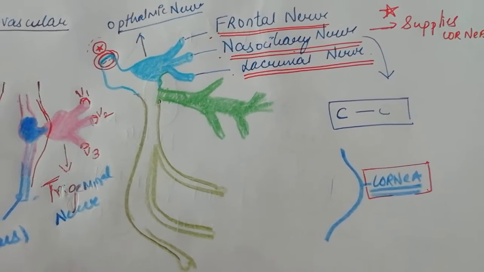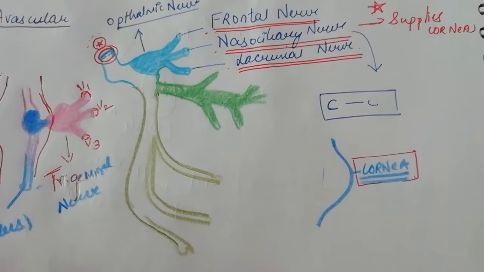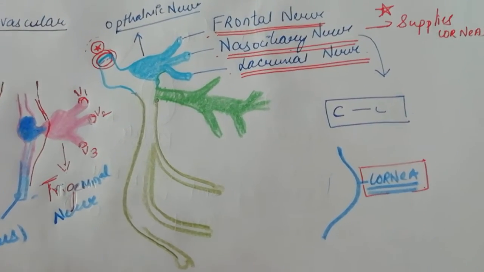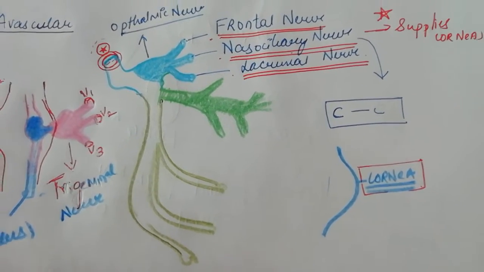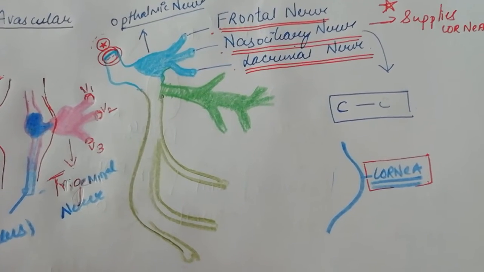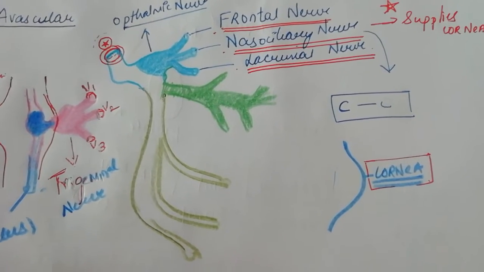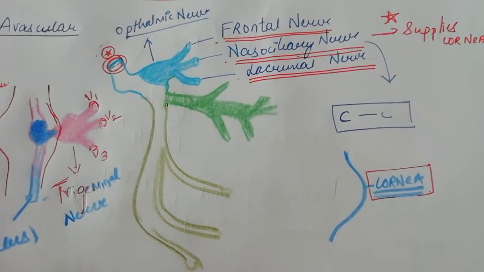So this is the first thing we need to understand. They can ask you the question, what is the nerve supply of the cornea? The nerve supply of the cornea is the nasociliary nerve, which is a branch of the ophthalmic nerve, which is the first division of the trigeminal nerve. That's all you need to understand. So let us look into the points here.